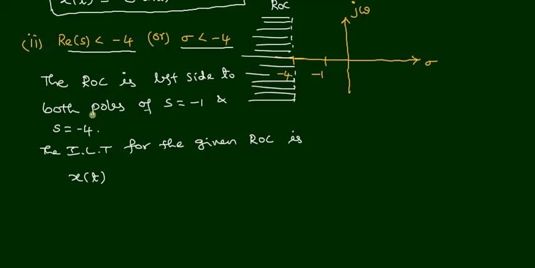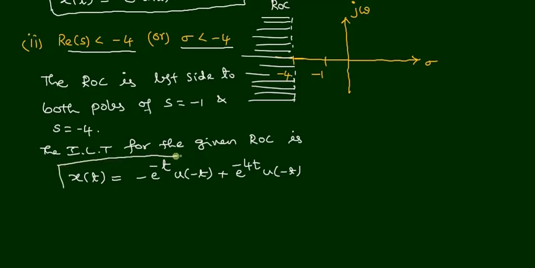Now we need to change the sign for both the functions. So minus e power minus t u of t, which reverses the function, right? u of t becomes u of minus t. Now minus minus becomes plus, and e power minus 4t, again this is u of minus t. So this is the inverse Laplace transform for the given region of convergence.